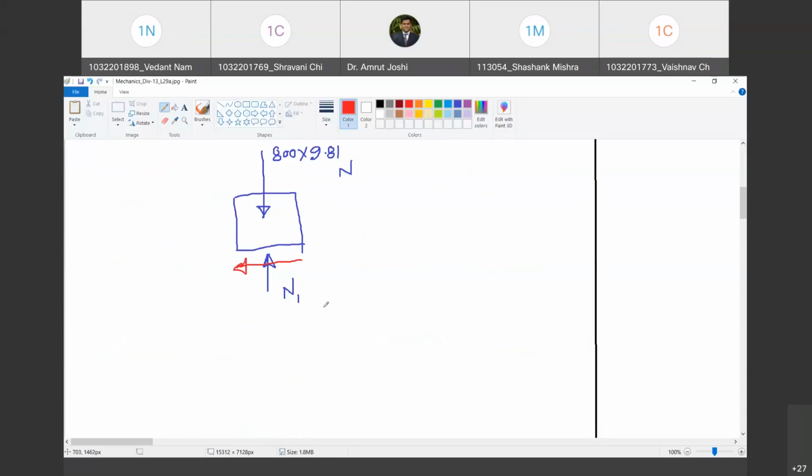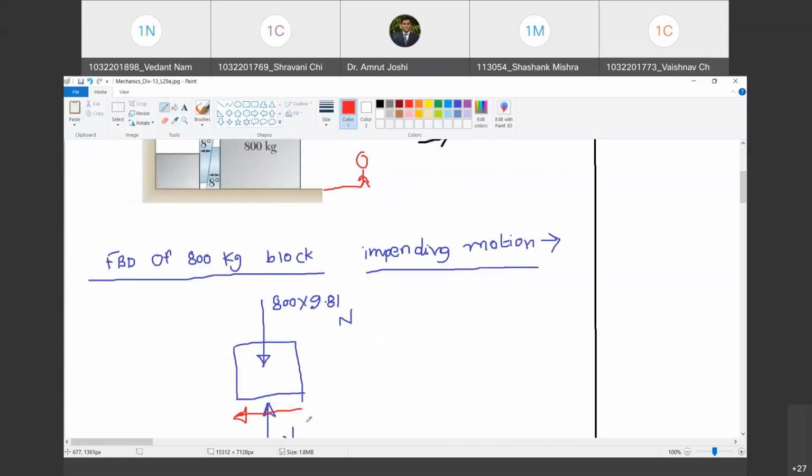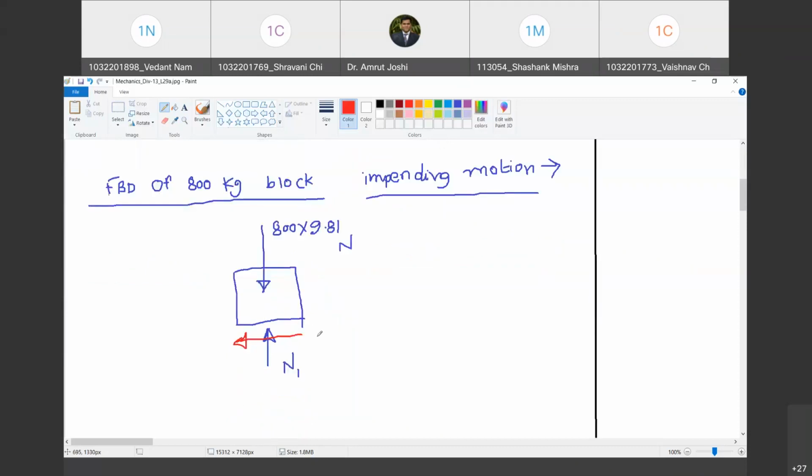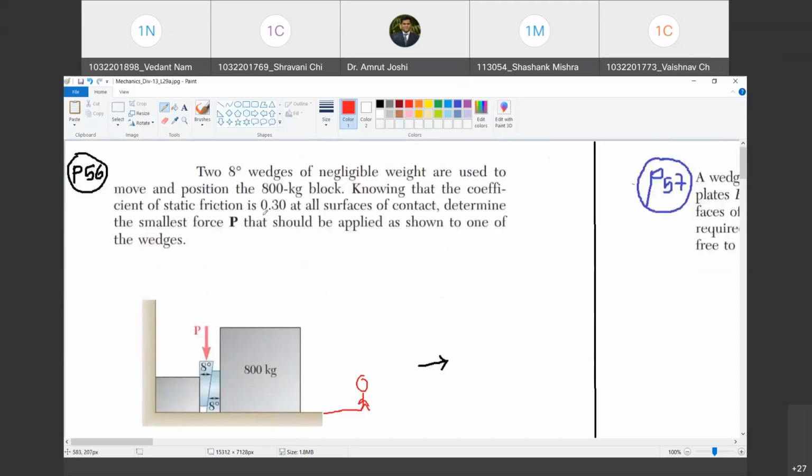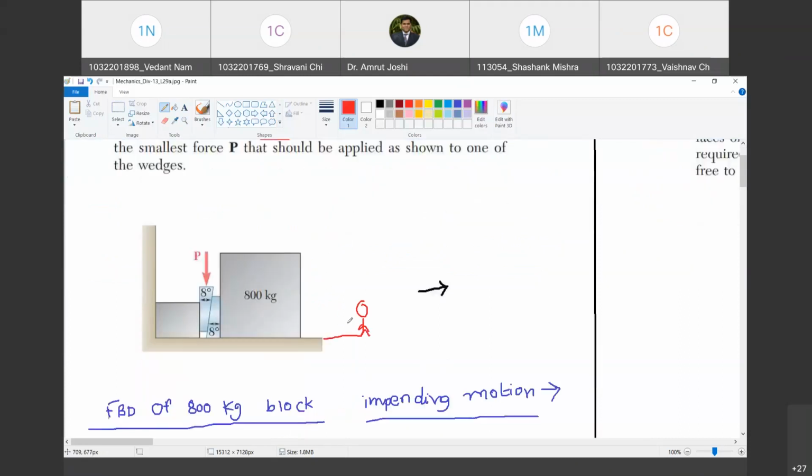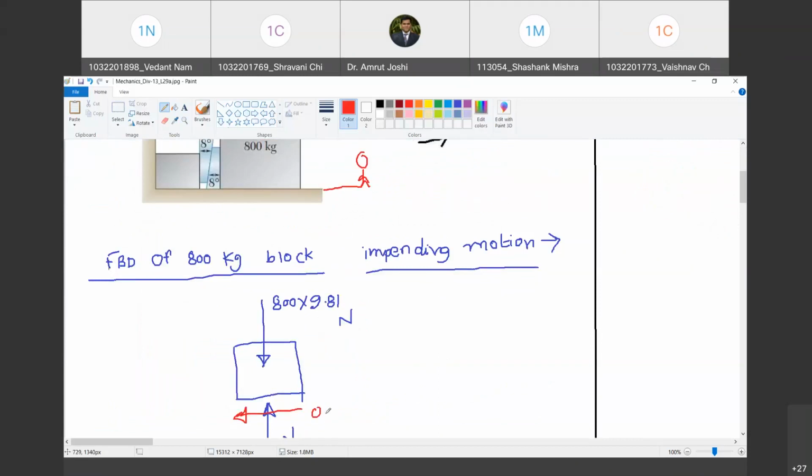Happy? Yes, sir. And as the motion is impending, it is the maximum friction that a ground can offer, and that is going to be equal to coefficient of static friction 0.3 between all the faces, all the surfaces in contact. ऐसे बोला है. So even between 800 kg and ground, the coefficient of static friction must be 0.3. So this is 0.3 times N1. Are you with me? Yes, sir.